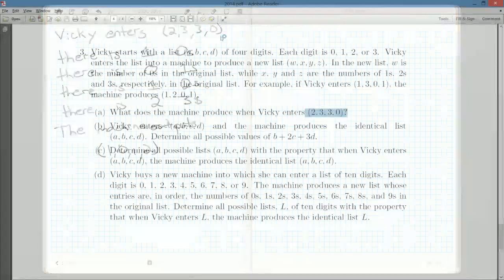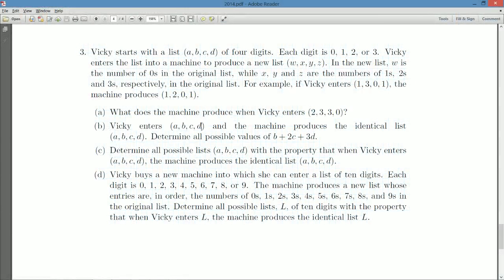What about B? Vicky enters A, B, C, D, and the machine produces the identical list A, B, C, D. Determine all possible values of B plus 2C plus 3D. So she puts something into the machine and it gets the same list back out. So I wonder, in some of the later questions, we might be putting one list in and having it do a cycle of 3 before it comes back to the original list. Just thoughts that are popping into my head, and perhaps as you were doing these, as you should be, you should always try these questions before you watch these videos. Just thought that might have popped into your head as well.